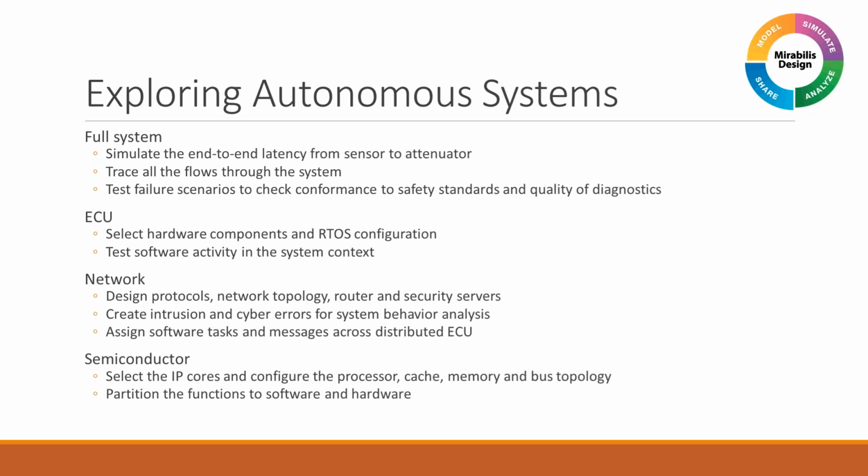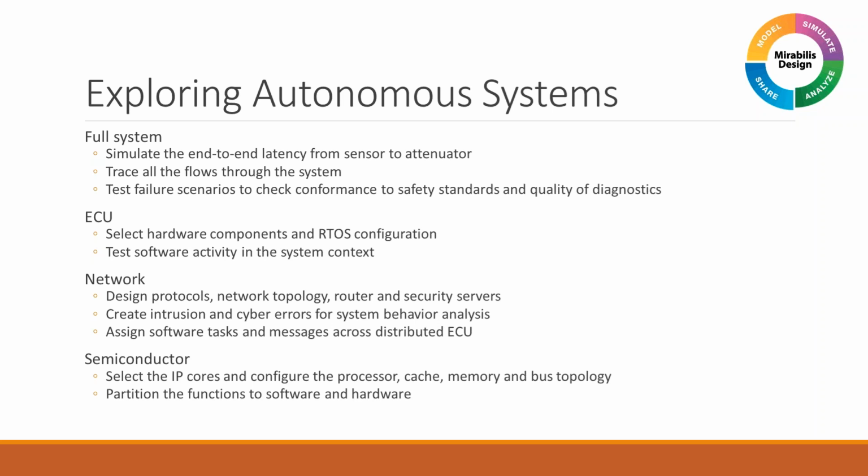Now, from there, we go down to a subsystem, which is the ECU, where we can set up a combination of your communication, storage, and processing. So you test all the software activity in the system context and see how it's going to react for different data rates coming in off the network. And on the network itself, you can either assign all the tasks on a single ECU or distribute them across multiple ECUs. So it allows you to see, if I distribute them and I have messages going across the network, is my system still going to be viable?